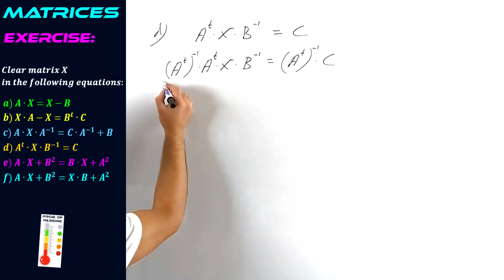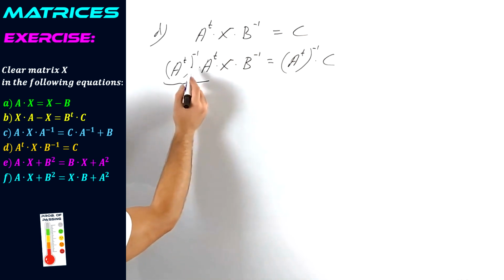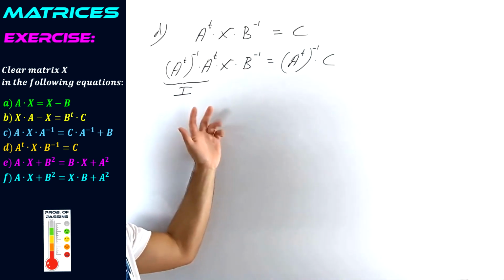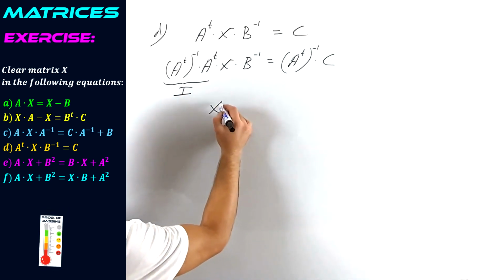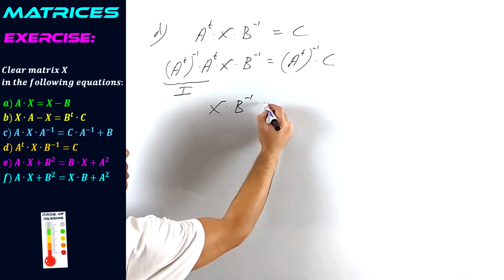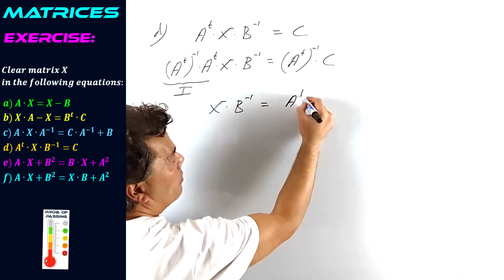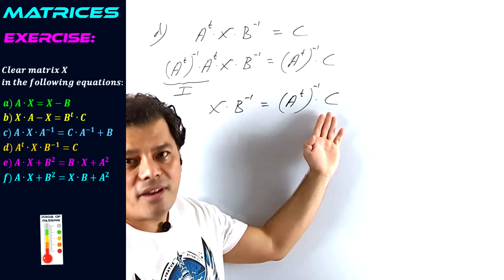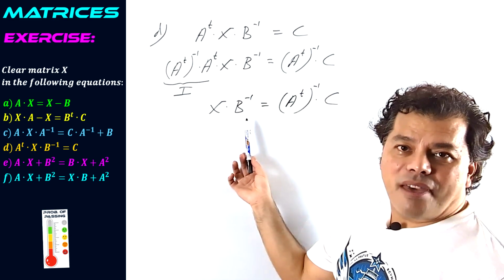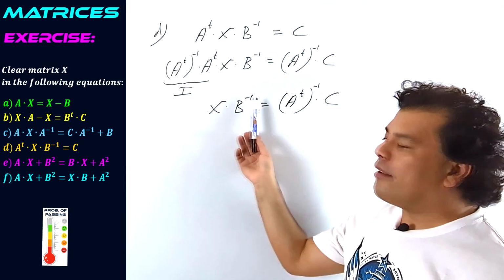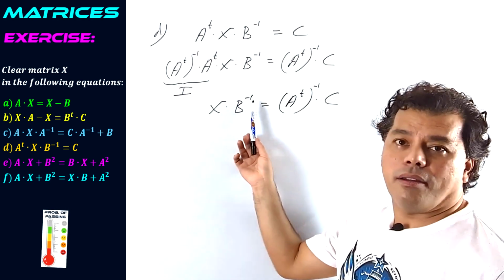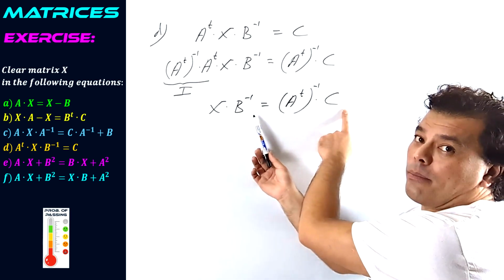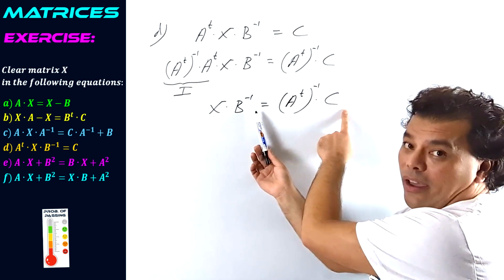Because you know that every matrix multiplying its inverse equals the identity matrix. So what do we have at the left side? X multiplying B to the negative 1 equals A transposed but inverted, multiplying matrix C, that of course is in the statement. And now it's time to release matrix X from the right factor, that is B to the negative 1. And what are we going to do? We are multiplying both sides of the equation by matrix B at the right, okay?